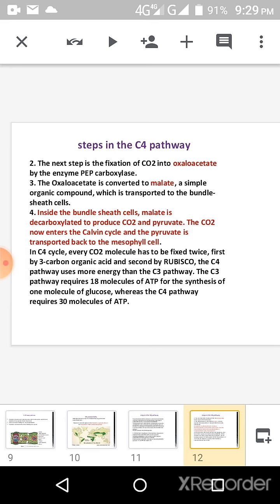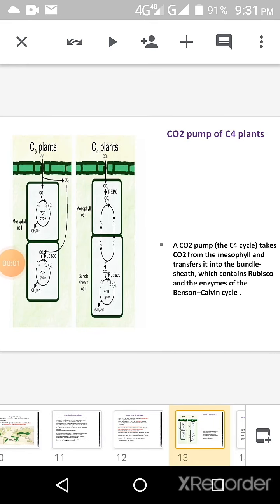The C4 pathway uses more energy than the C3 pathway. The C3 pathway requires 18 molecules of ATP for the synthesis of 1 molecule of glucose, whereas the C4 pathway requires 30 molecules of ATP. In this figure, C3 plants and C4 plants are shown. In the C3 plants, both the cells are mesophyll cells, and in these you will see carbon dioxide being fixed by Rubisco by the Calvin cycle or the PCR cycle.